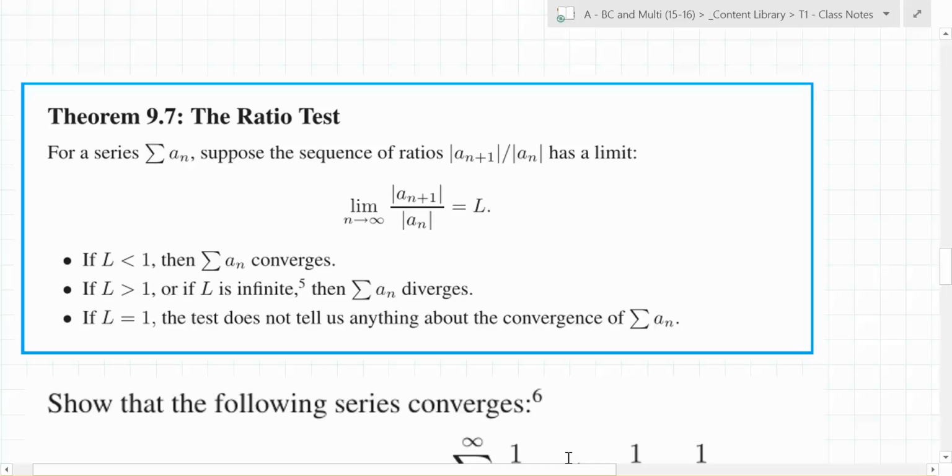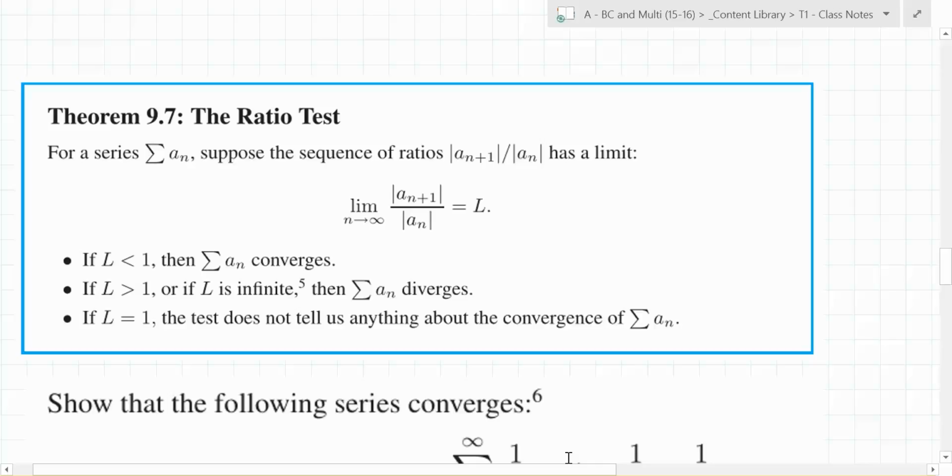If this ratio is L, if L is less than 1, then it converges, because that's implying that it's approaching a ratio less than 1. If L is greater than 1, or if L is infinite, then it diverges. That means that the ratio it's approaching is greater than 1. And here's the fun one. If L equals 1, the test does not tell us anything.